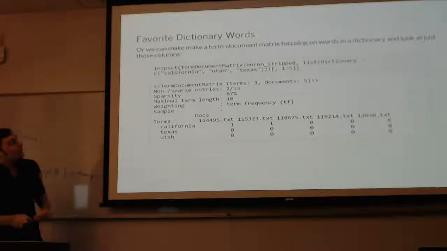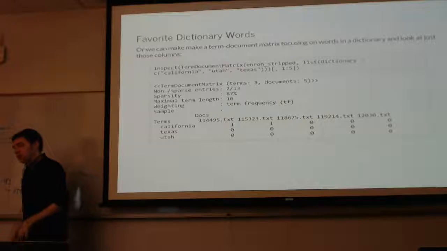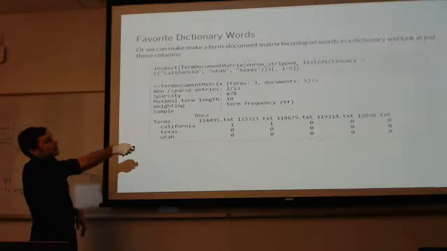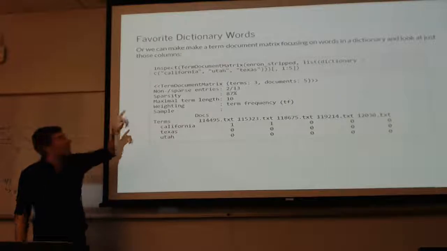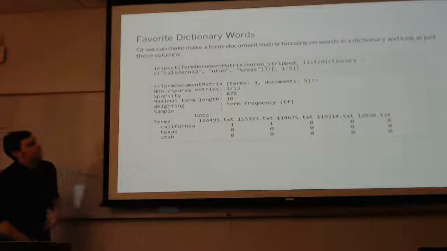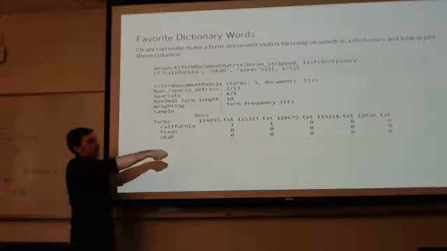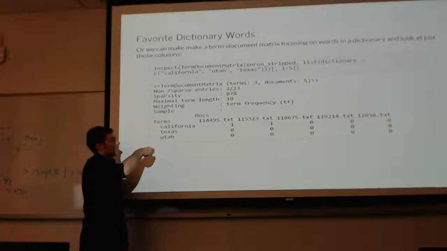So we might want to make a term document matrix that focuses on words in a particular dictionary and just look at the documents that contain those words. In this case, I've run inspect on the term document matrix of the Enron corpus that contains the words in this list. I want to see the emails that contain California, Utah, or Texas, then look at the first 5 columns. So we have these terms, California, Texas, Utah, and these emails. We can see that California was used in these emails, and none of these emails had anything from Texas or Utah in it.